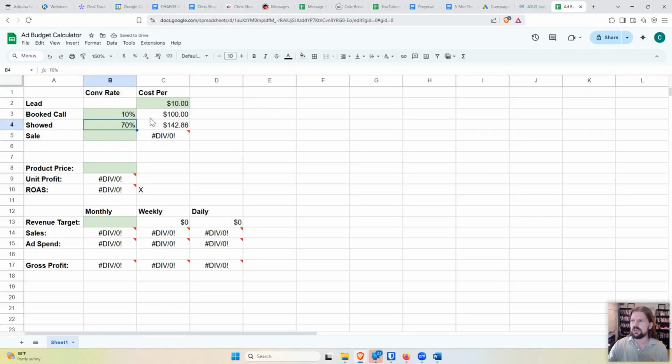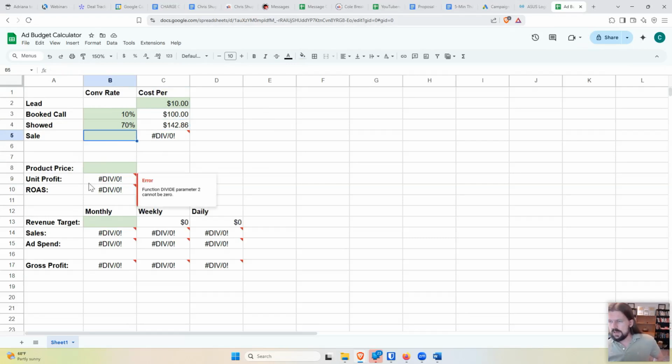And notice what's happening here is that it's populating the cost per. If it costs $10 to get a lead, and 10% of those leads will end up booking calls, that means that we're spending $100 per booked call, $100 in ad spend per booked call. And because not all of those calls are showing up, we're spending a little bit more, in this case $142 per call that actually shows up.